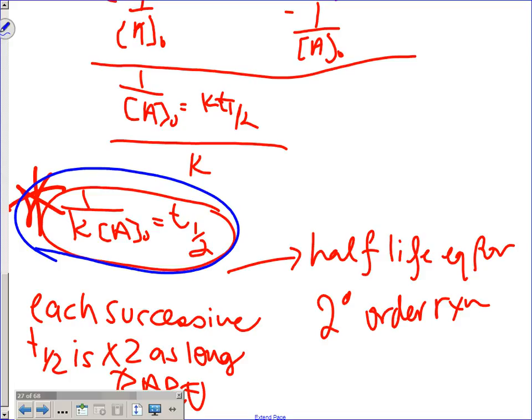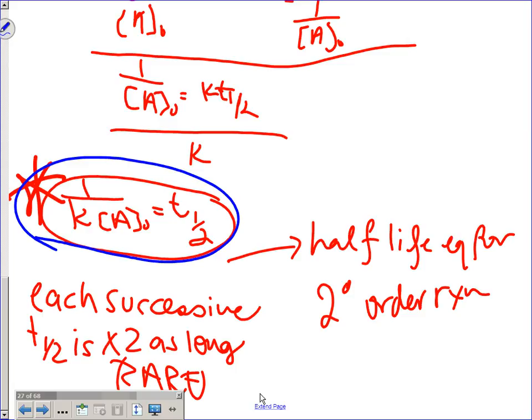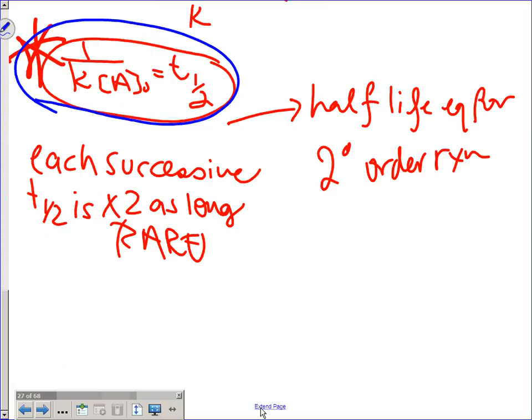Concentration's in there. So that means that the concentration of that particular reactant does influence the time of half-life. How does that look? Well, every single half-life is different for a second order reaction. That's why we don't talk about that in radioactive decay, because that gets really complicated. Each successive step of that reaction is twice as long because the concentration gets smaller and smaller.